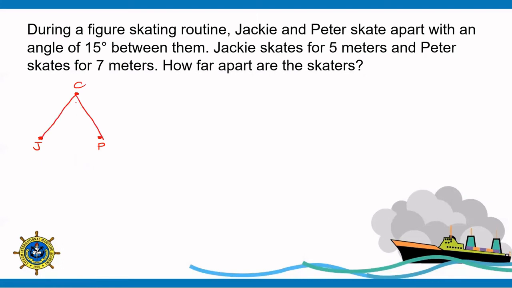Okay, so yung sabi dito, they skated apart for 15 degrees. And then Jackie skates for 5 meters, while Peter skates for 7 meters. So tinatanong is, how far apart are they? Yan. So yan po yung ating triangle. So based dito sa triangle natin, as you can see, pwede natin i-assume, no, na itong 7 meters is opposite siya ng angle J. So this is your side J. And then for this one, yung 5 meters, ito magiging side P kasi opposite siya ng angle P. So we're looking here for side C.